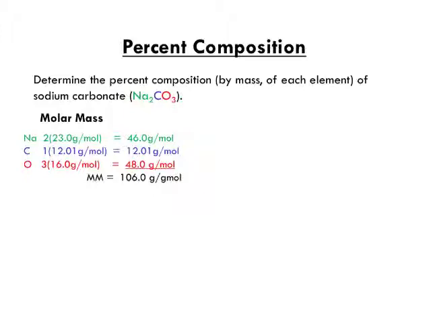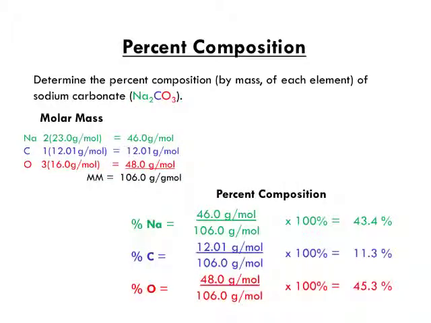Okay, so here's our second example. We want to determine the percent composition by mass of each element that's in sodium carbonate. Here is our formula for sodium carbonate, and we have calculated the overall molar mass of this compound. You can see that we've had to multiply sodium's mass by 2, carbon by 1, and oxygen by 3 to get the molar mass for the compound. And then basically what we do to find the percentage composition of each element, we take the mass of the element, divide it by the molar mass of the entire compound, multiply it by 100, and it gives us our percentages.